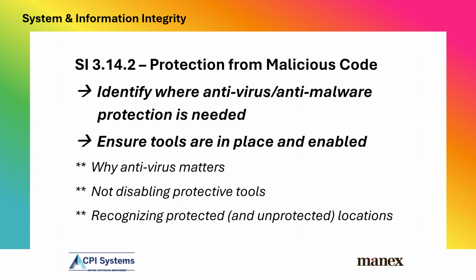SI Control 3.14.2 is about protection from malicious code. We need to first identify where antivirus and anti-malware protection is needed, and then ensure that those tools for antivirus and anti-malware are in place and enabled.